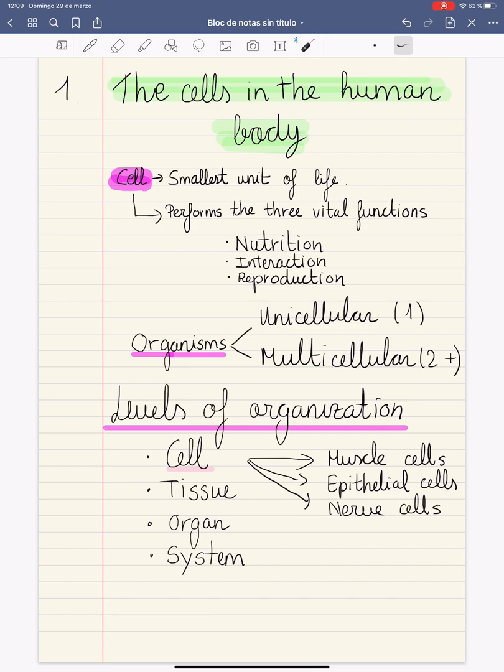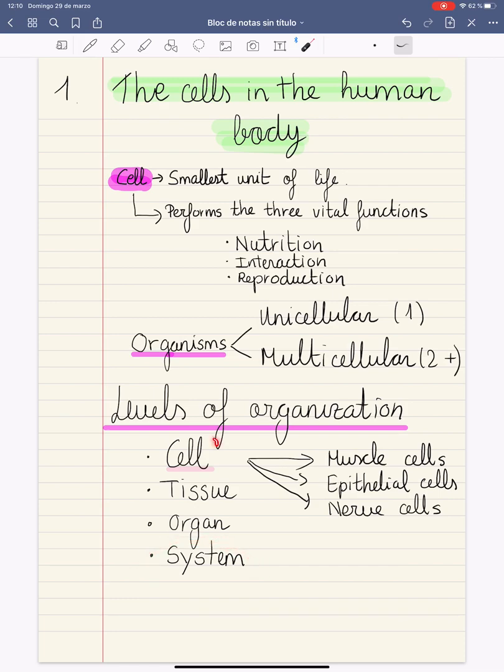Now, the next thing we saw was the levels of organization. The first level was the cell. Lots of cells together form a tissue, which is the second level of organization. A lot of tissue together form an organ, which is the third level. And finally, lots of organs together, for example, the stomach, the esophagus, the large intestine, the small intestine, form a system, which is the last level of organization. In this case, with the organs that I have just mentioned, we will have the digestive system.